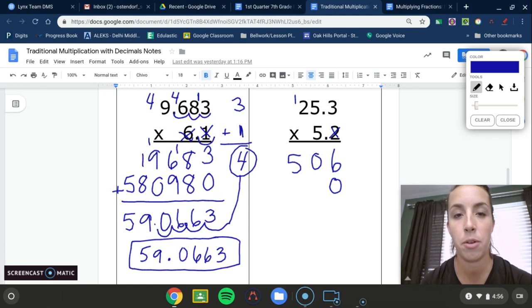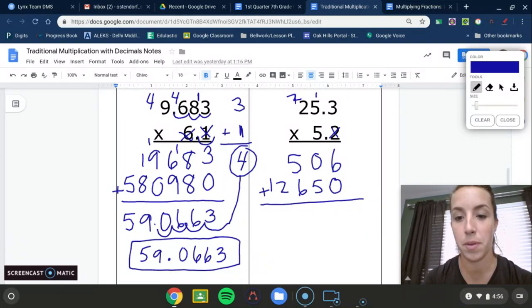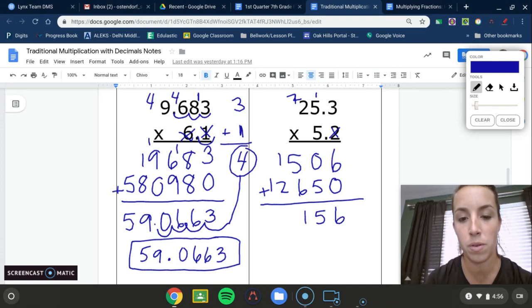Then I'm going to go ahead and do my 5 to all of my top numbers. So 5 times 3 would be first. 5 times 3 is 15. 5 times 5 is 25, plus the 1 is 26. 5 times 2 is 10, plus the 2 is 12. Then I'm going to add my products together. So 6 plus 0 is 6, 0 plus 5 is 5, 6 and 5 is 11, 1 and 2 is 3, and then I just have 1 left.